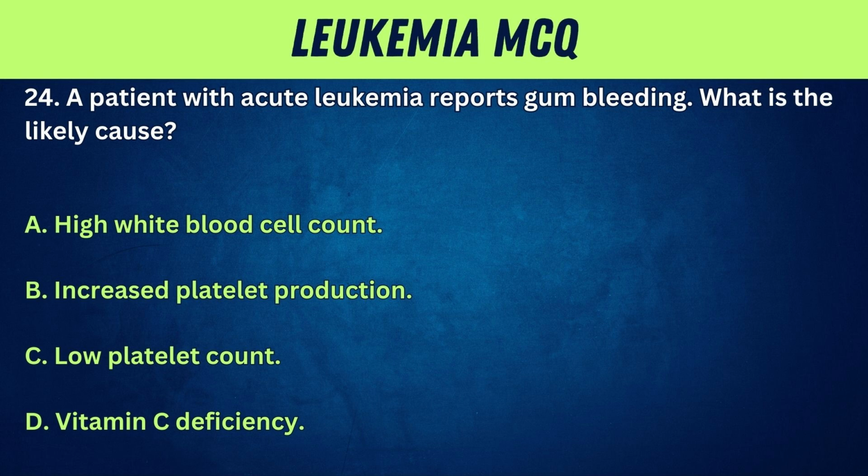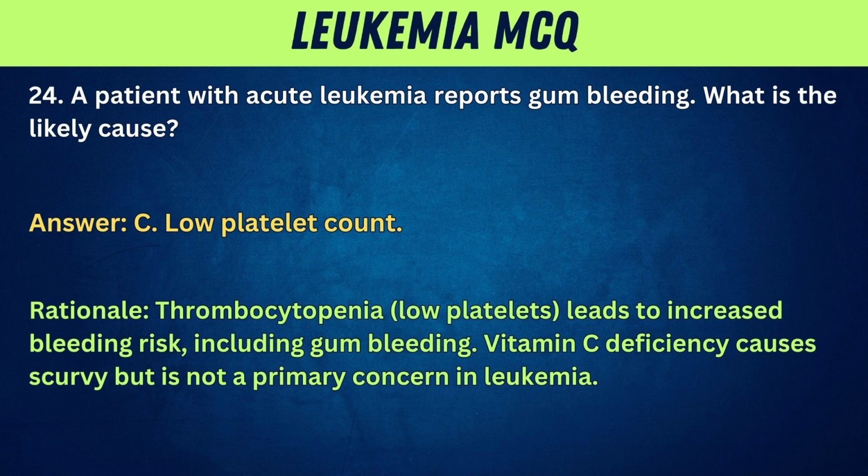24. A patient with acute leukemia reports gum bleeding. What is the likely cause? A. High white blood cell count. B. Increased platelet production. C. Low platelet count. D. Vitamin C deficiency. Answer: C. Low platelet count. Rationale: thrombocytopenia, low platelets, leads to increased bleeding risk, including gum bleeding. Vitamin C deficiency causes scurvy, but is not a primary concern in leukemia.